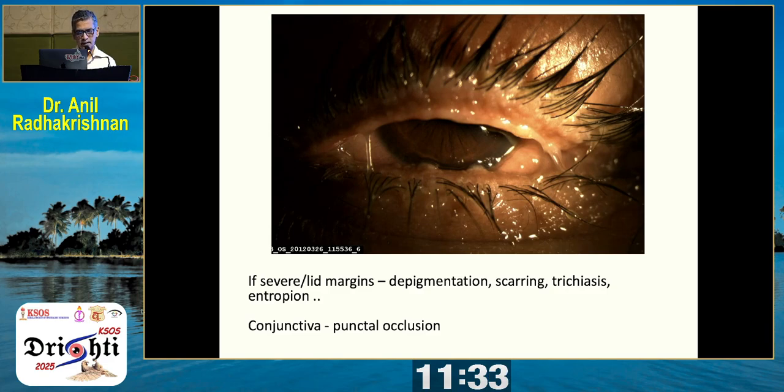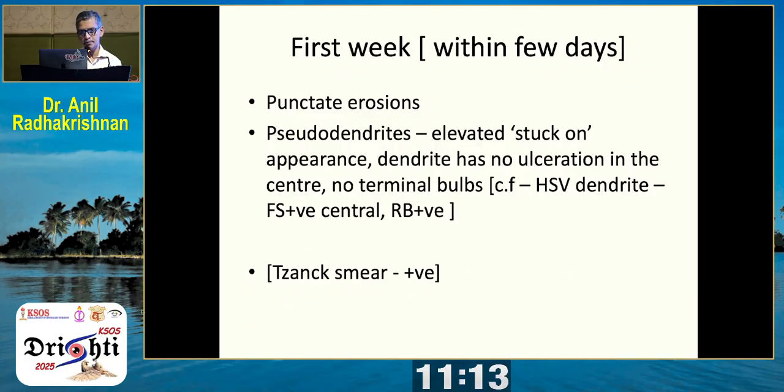At this point of time there will be intense discharge, and corneal sensation will not be compromised, but they will have pain because of that. So it's better to give good lubricants, and to prevent a secondary infection, to give an antibiotic ointment. Ointment is always better. In the first week, that is the first few days, punctate erosions can come.